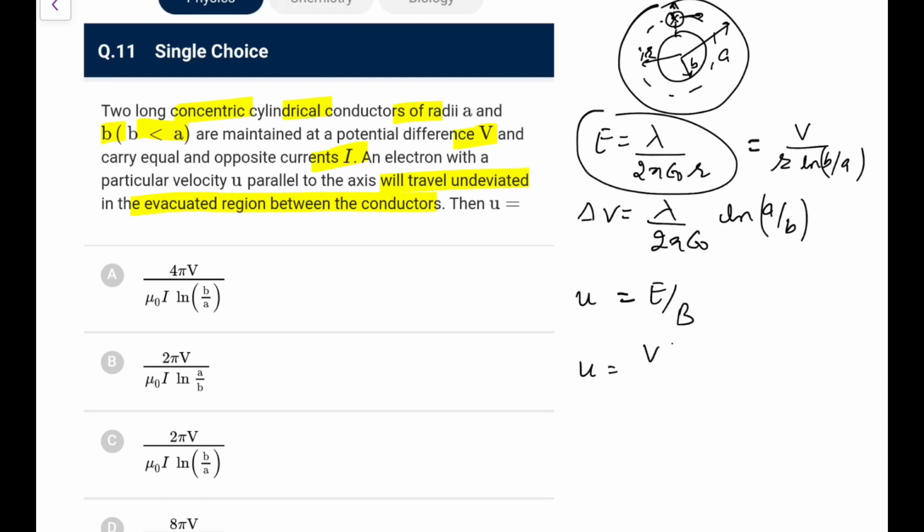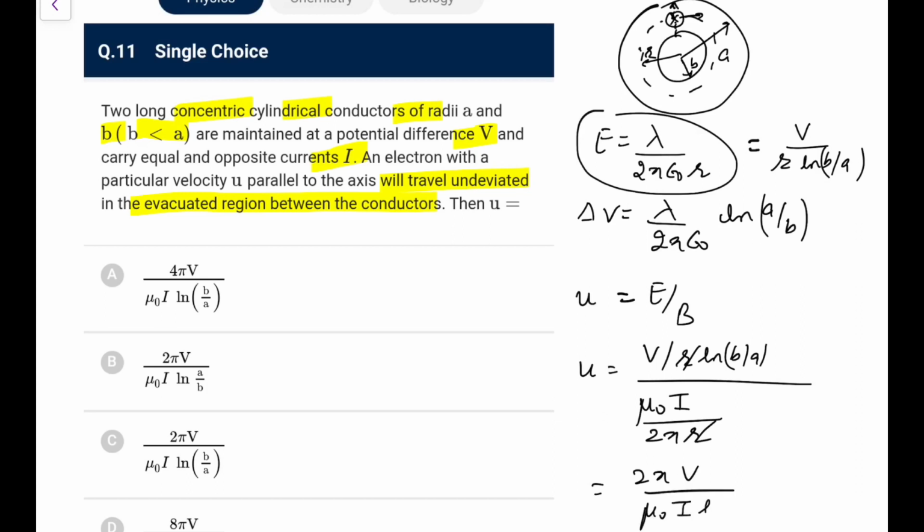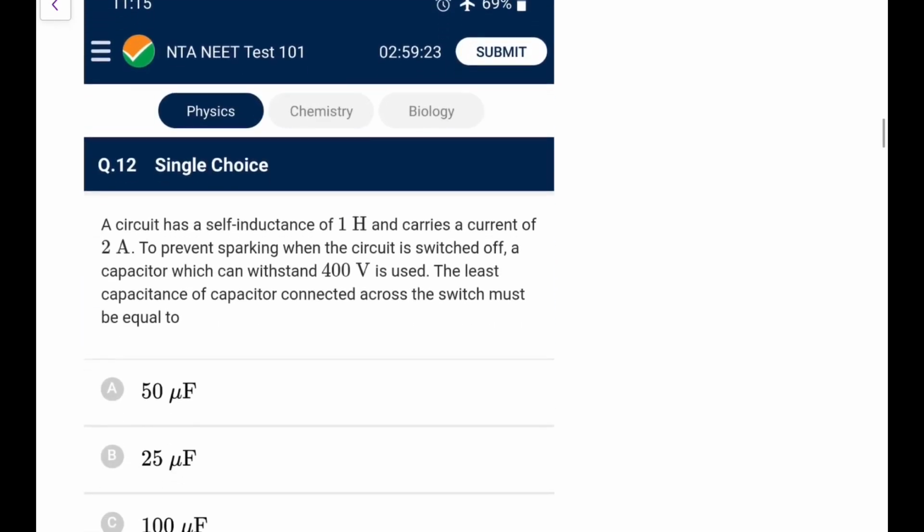E you have given as V upon R ln of B by A, that you have written. And what is B? B in between, again B will only be due to the current in the first one. So I can write it as mu naught I upon 2 pi R, going by your Ampere's law. So what you get, this R and R get cancelled. So what we are left with is 2 pi V mu naught I ln of B by A. So this is how we did it previously also. I'm doing it right now also.